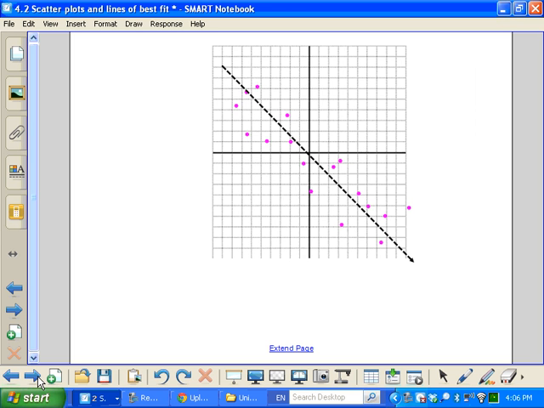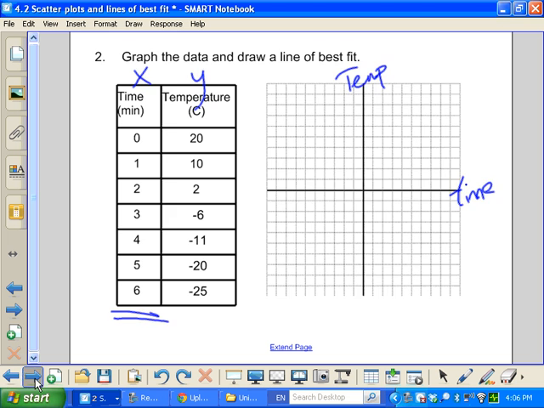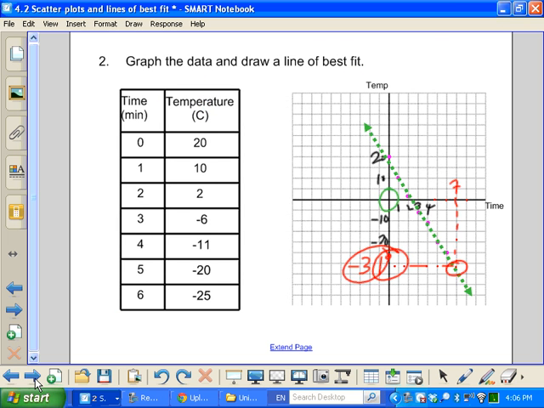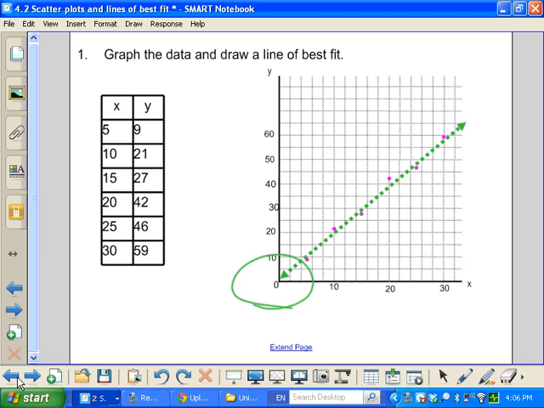We can also talk about positive and negative correlations. This line is pointing down from left to right. That's why we call it a negative correlation. It means as x gets bigger, y gets smaller. That's just like our temperature example here. Negative correlation because the green line points down from left to right. Here's a good example of a positive correlation. The line points up from left to right. As x becomes a bigger number, so does y. That's why we call it a positive correlation.